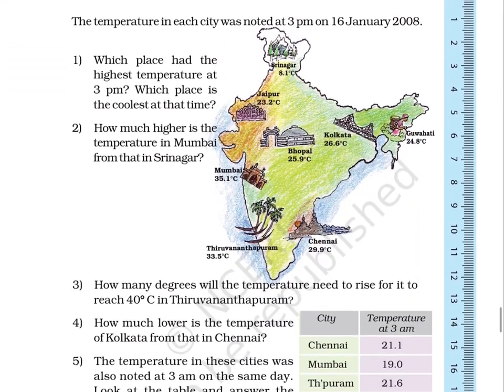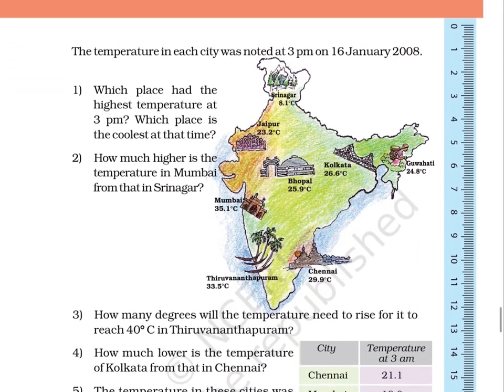The temperature in each city was noted at 3 p.m. on 16th January 2008. We see the map of India below this question, with some major cities marked along with their temperature readings. Questions. 1. Which place had the highest temperature at 3 p.m.? Which place is the coolest at that time?